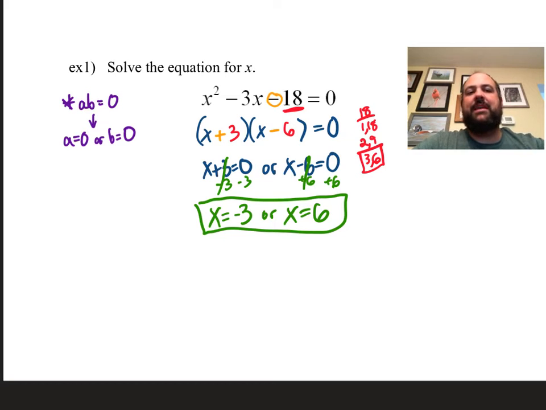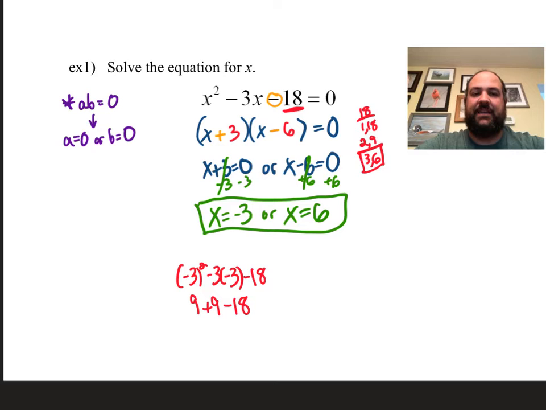And if I were to take these and plug them back into this original equation, I would see that my answer becomes 0. So if I took negative 3 squared minus 3 times negative 3 minus 18, this would become 9 plus 9 minus 18. 18 minus 18, that's 0. That's what it should have worked out to be. So I know the negative 3 works.